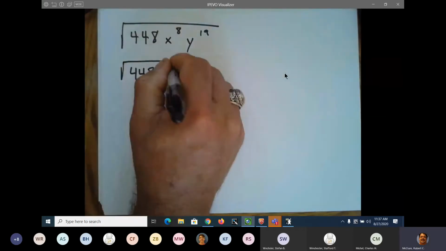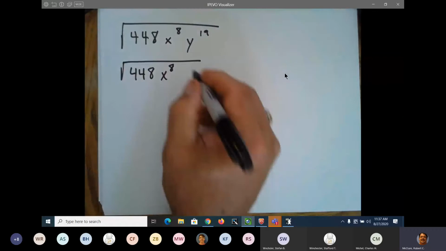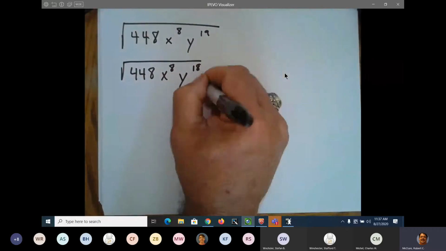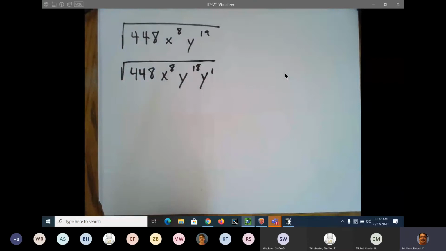X to the 8th, I can take the square root of that. Y to the 18th, I can take the square root of that. And y to the 1st, that'll be a remainder. Okay?